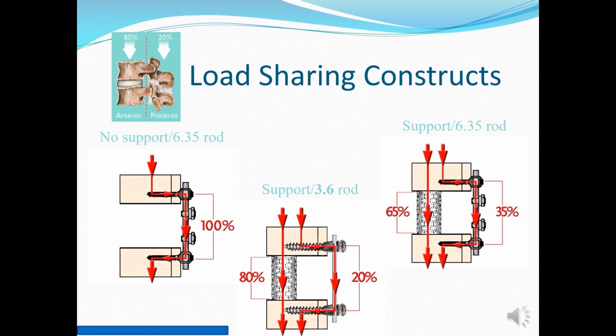These three diagrams show the load sharing and load bearing constructs. The one on the left is a load bearing construct, 100%. If you apply an anterior support, then it is 80 to 20%. If the screws are long enough to support the anterior implant. If it is not long, then it is reduced to 65 anterior and 35 posterior.